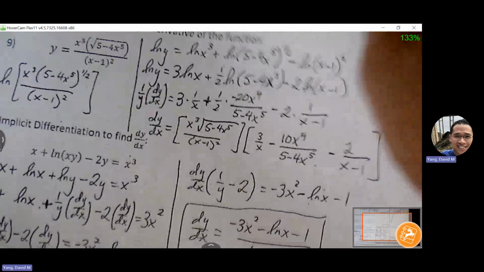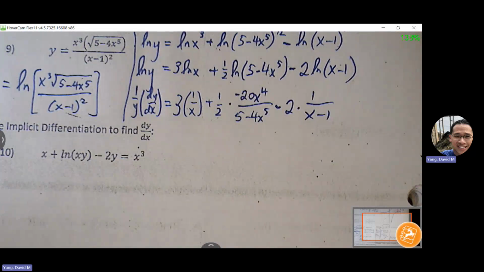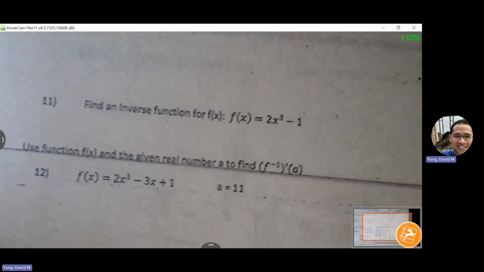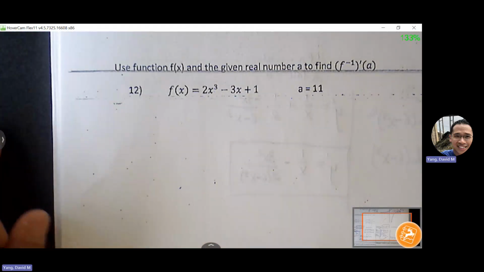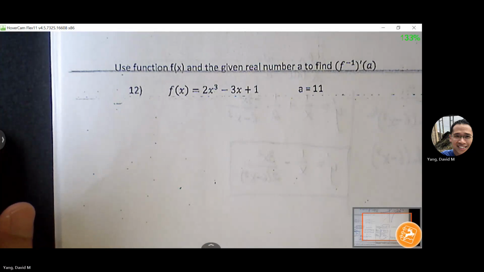Okay, let's do one more derivative of an inverse at a point. So can we go to number 12 and try that one? Page 10, number 12. What's number 12? Yeah, number 12.